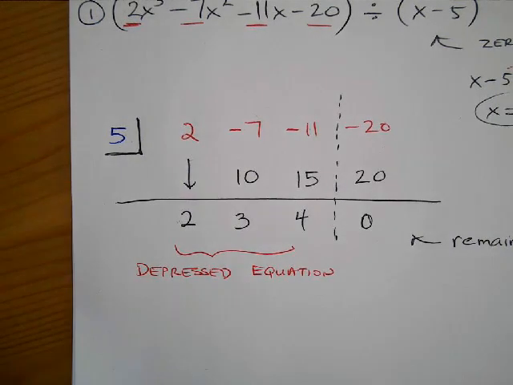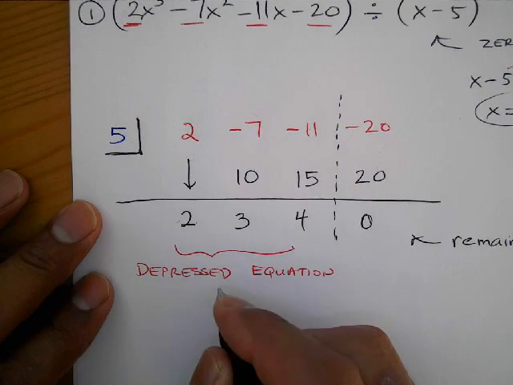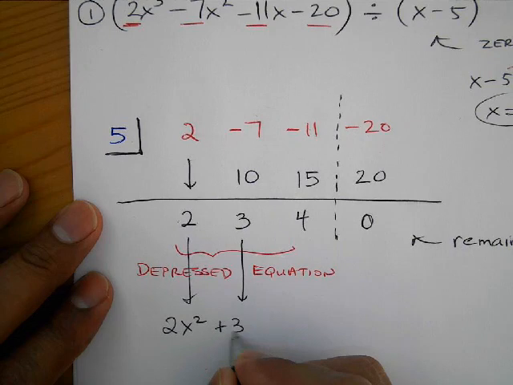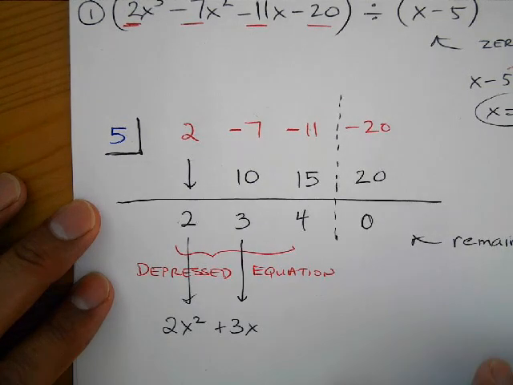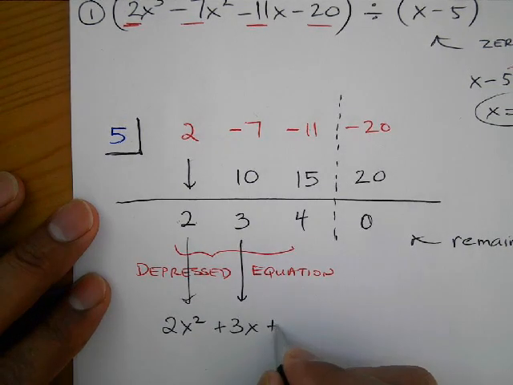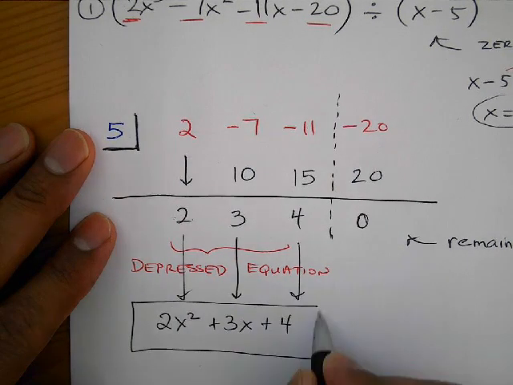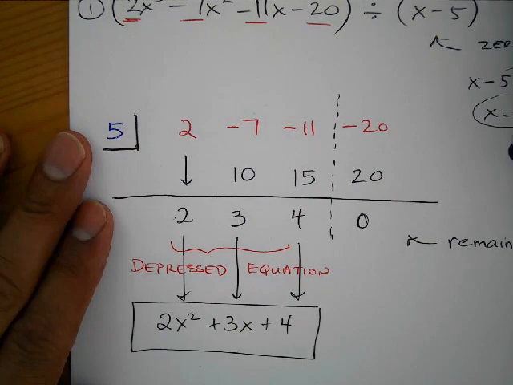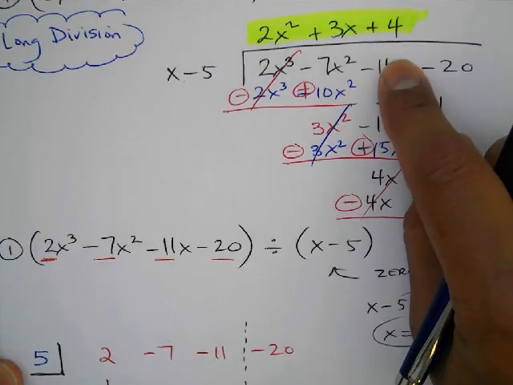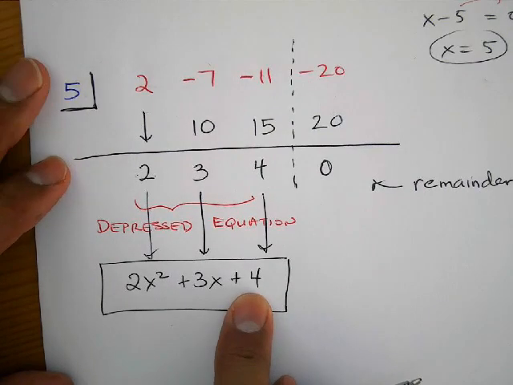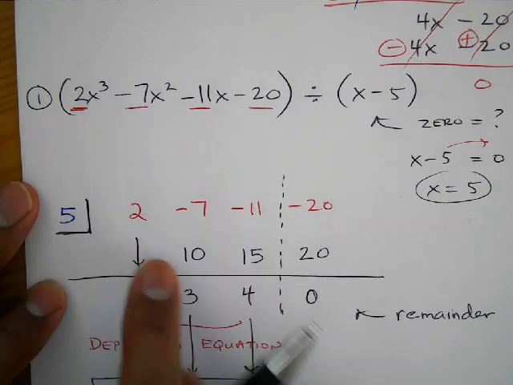Okay, so here's my answer. And if this is 2x cubed, then this is going to be what? 2x squared, and then plus 3x, and then you just go in descending order, right? X squared, x, and then the number. And then remember, this didn't have a remainder, so that's it. We got the same answer we got over here. 2x squared plus 3x plus 4.